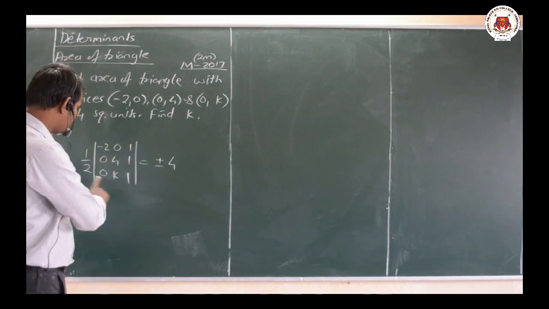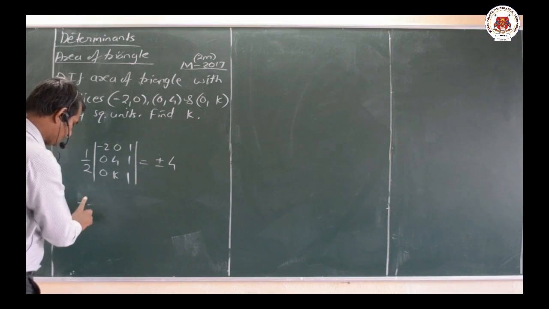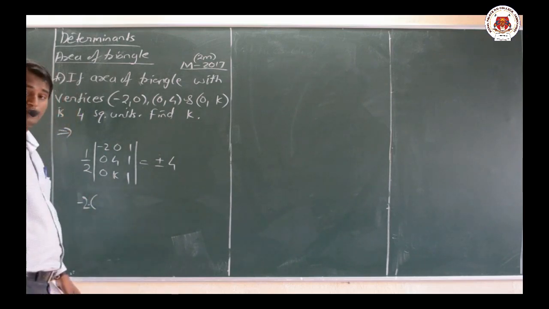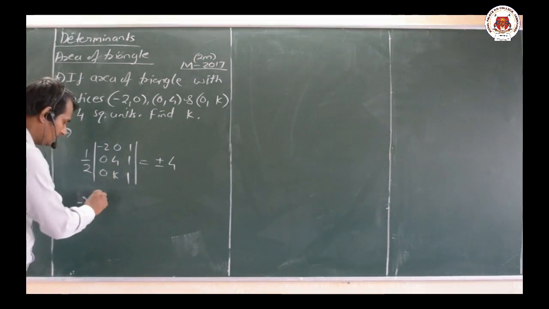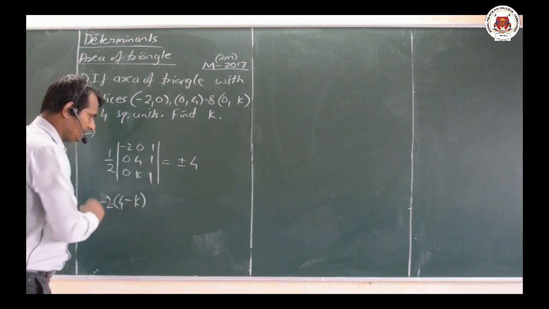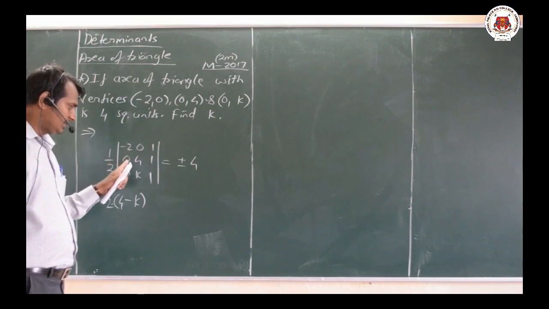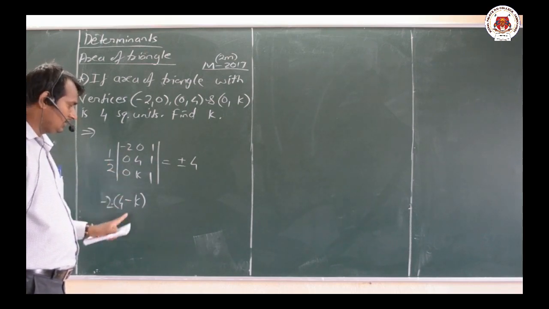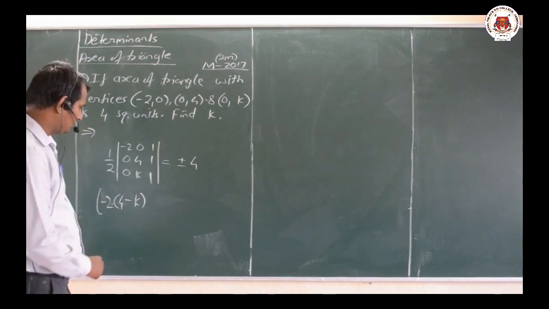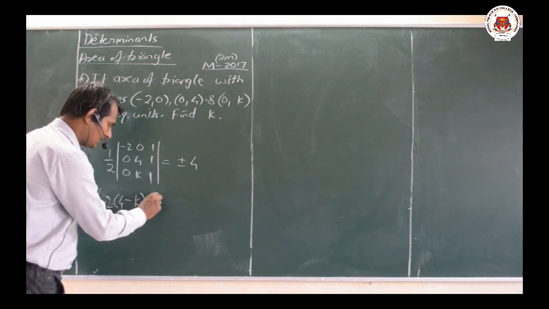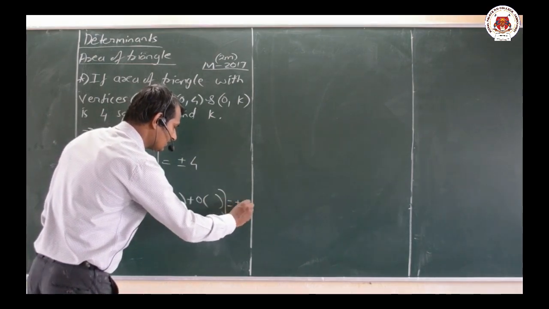Now I will multiply by 2 here and solve the determinant. That is minus 2 into the determinant value: 4 into 1, that is 4, minus k. If I solve the determinant along the first column, only this value remains, because expanding along the other entries, 0 into anything will be 0 only. This is equal to plus or minus 8.